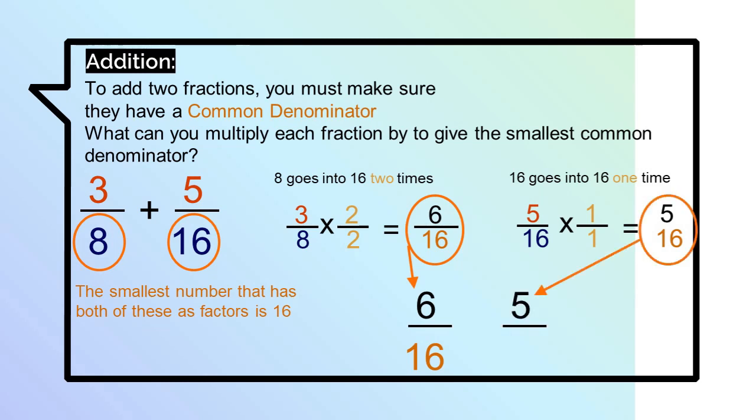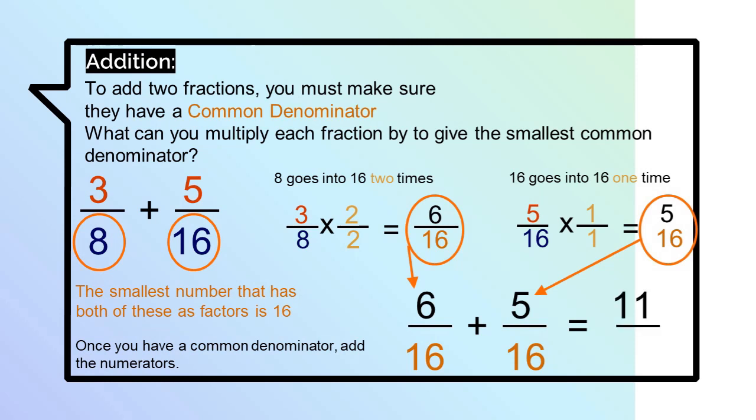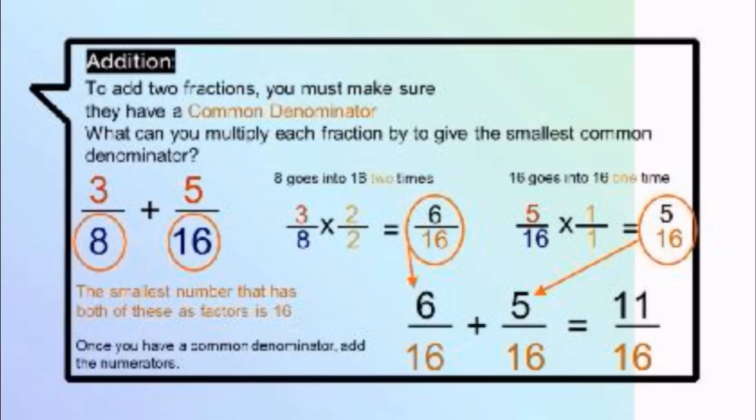Once you have a common denominator, add the numerators. 6 plus 5 equals 11. Then copy the common denominator 16. The answer is 11 over 16.